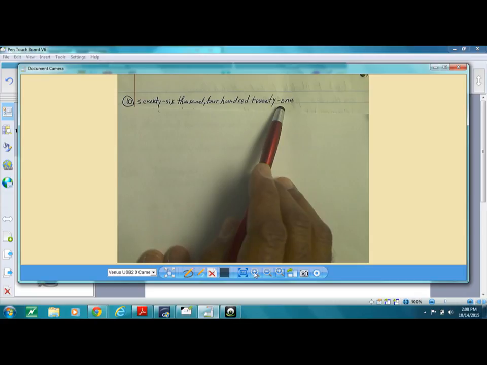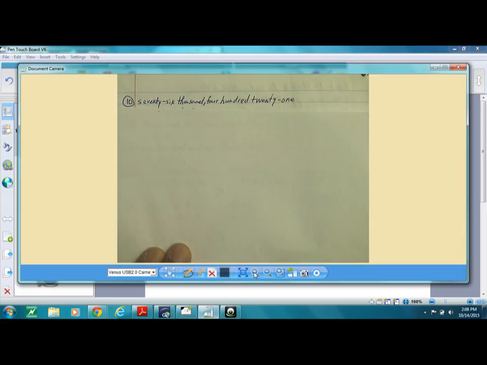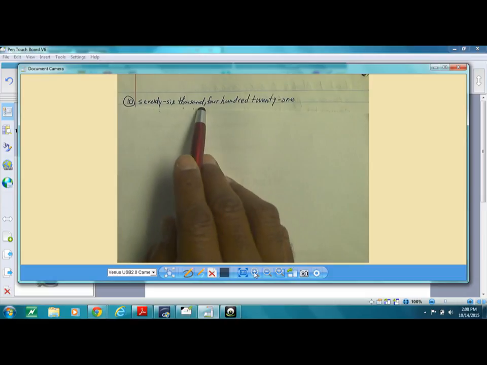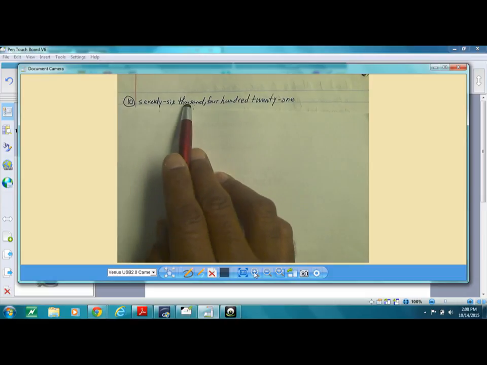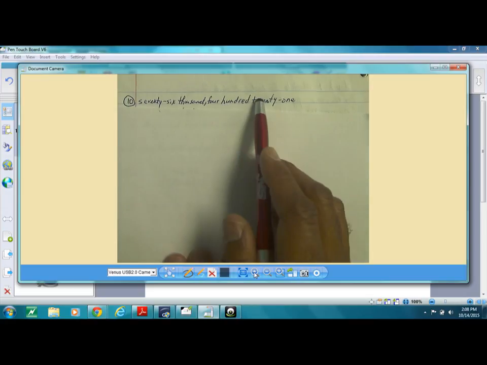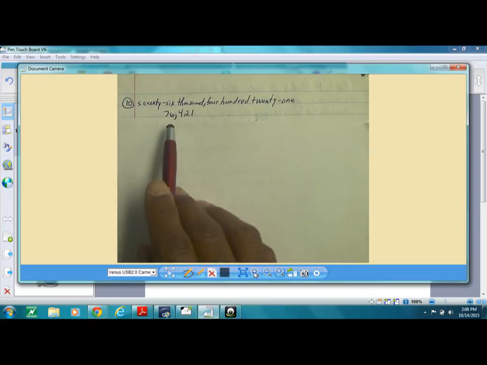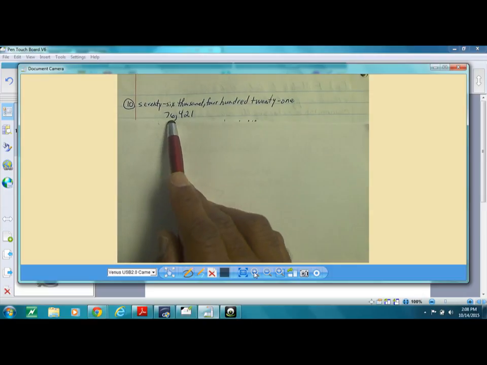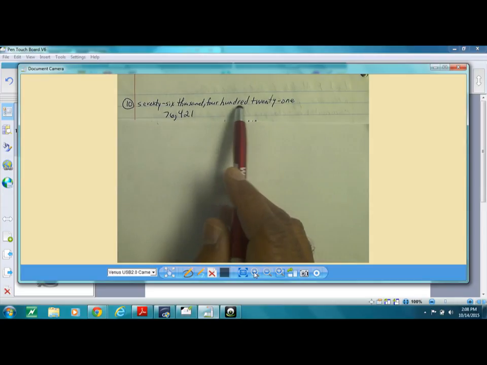76,421. We're going to need to write that in standard form. That means this comma tells us we're going to have two periods. We've got the thousands period and then the ones period. So 76,000 is going to be a 76, and then a comma, and then we write 421.